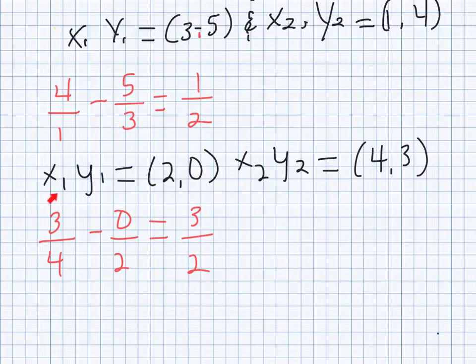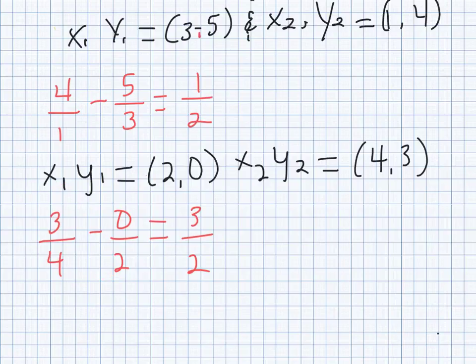Down here we have x1, y1 equals 2, 0. x2, y2 equals 4, 3. And we subtract the y2, and the y2 is 3. x2 is 4, we have the y1 is 0, and the x1 is 2.